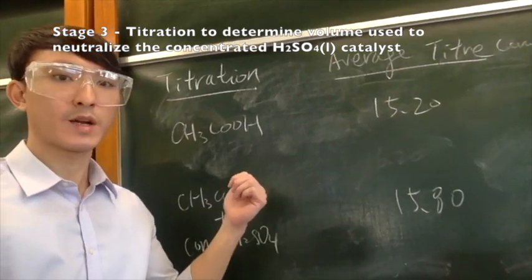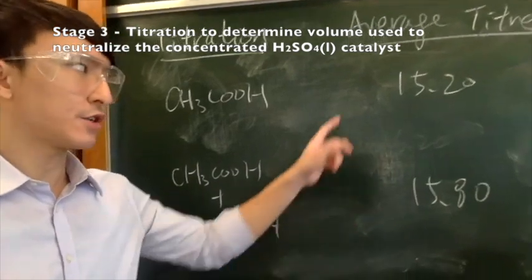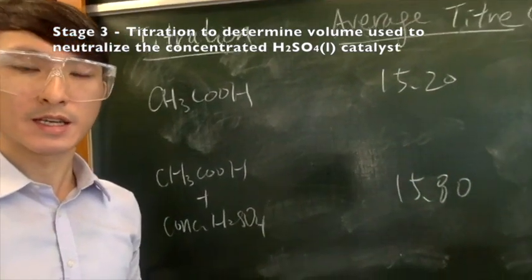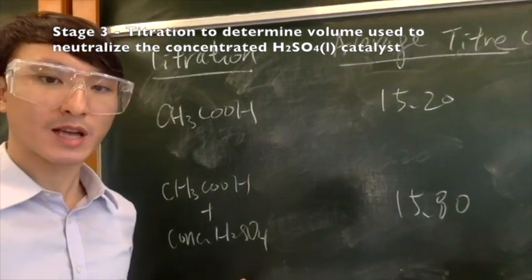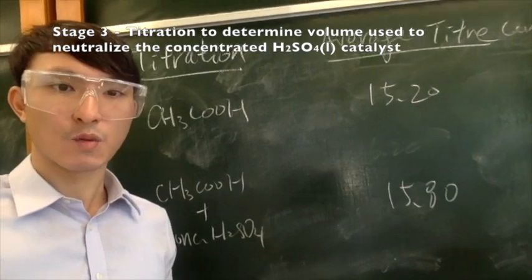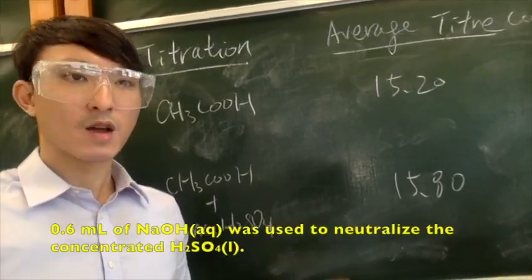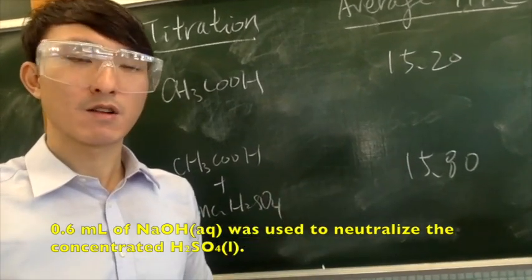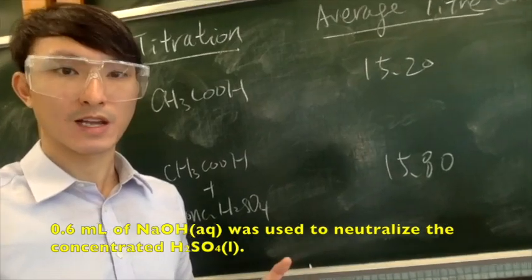Okay, and this is what I get after the first 2 sets of titrations. Actually, these 2 values will give us the volume of sodium hydroxide required to neutralize the concentrated sulfuric acid. After we get the average titre, which represents the equilibrium concentration of ethanoic acid, we should subtract 0.6 from the average titre of the 3rd titration.